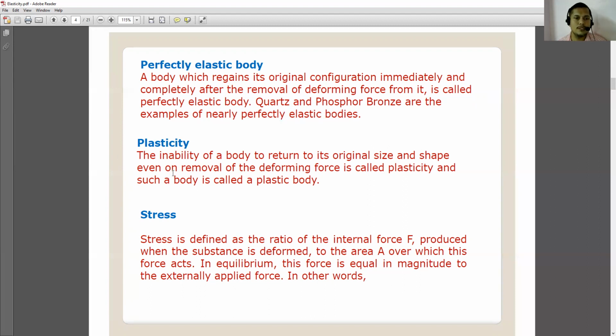Next term is plasticity. So we go for that. The inability of a body to return to its original size and shape even on a removal of the deforming force is called a plasticity, and such a body is called a plastic body. Now elasticity we have discussed. Now what is meant by this plasticity? The inability of a body to return to its original size and shape.